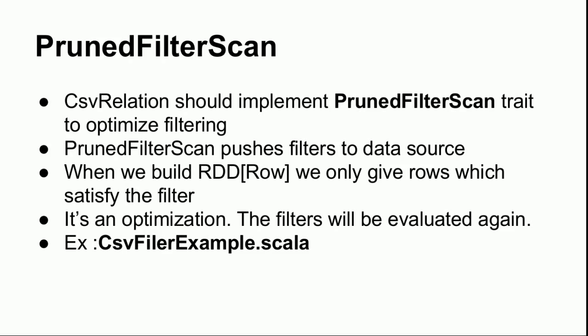Now what we do is that, as we selected the columns in the RDD of Row, now when we return the RDD of Row, we only give you the rows which satisfy the filter. So if you are given a filter, we only load the data which has the filter. It's an optimization.